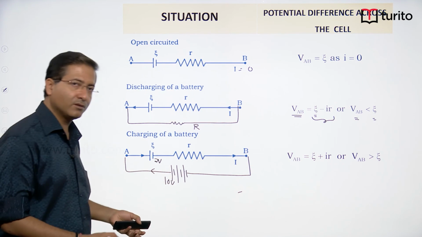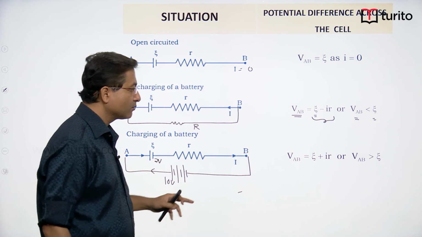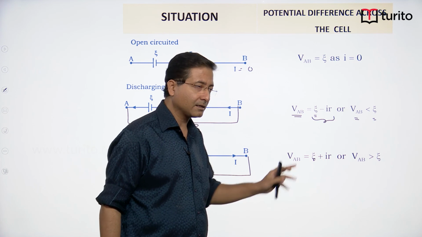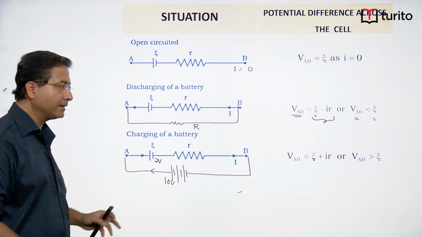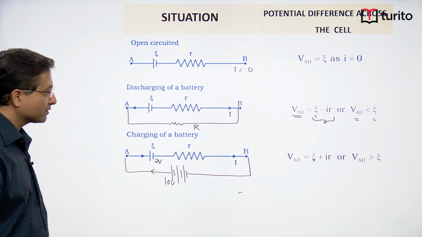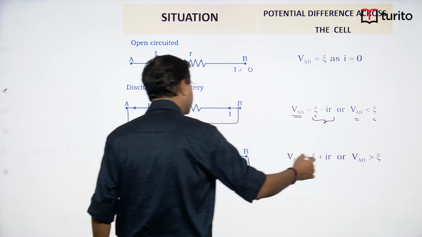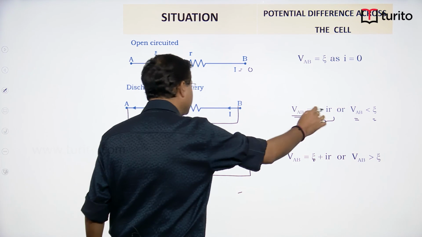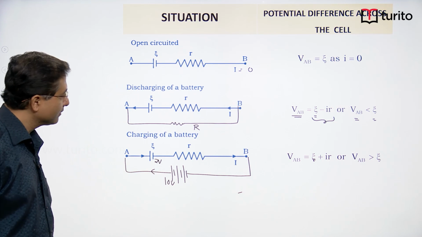For the time being, just remember this one. In today's class we will talk about this, tomorrow's class we will talk about that. So why E plus IR is coming, we will see tomorrow. Just keep in mind that if the battery is getting charged, then it is E plus IR. If it is the case of a discharging battery, then it is E minus IR, right.